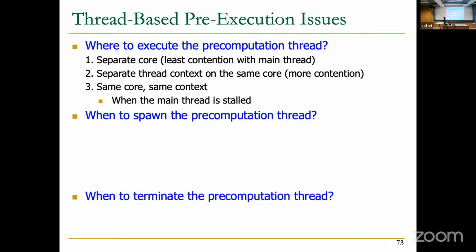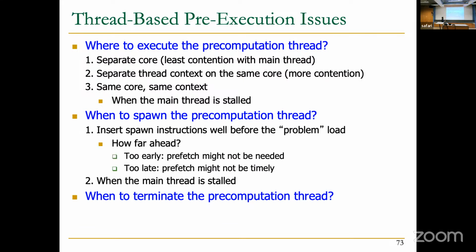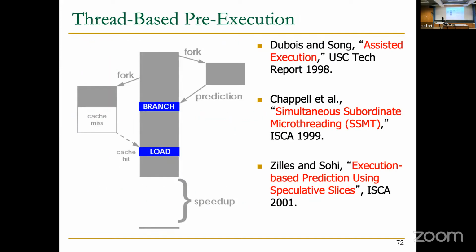Okay. So the second question that we have to answer is when to spawn this pre-computation thread. So the answer is that maybe we can insert the spawning instruction well before the problem load. Then the question is, how far ahead? If we go back to this, where exactly do we want to fork?